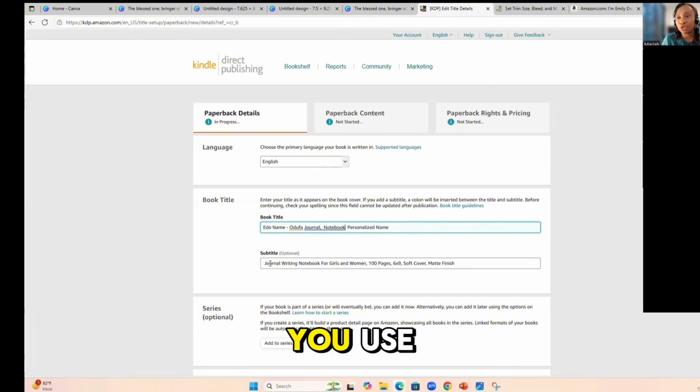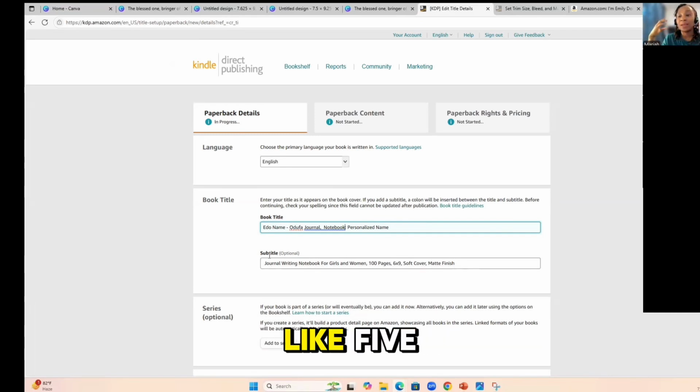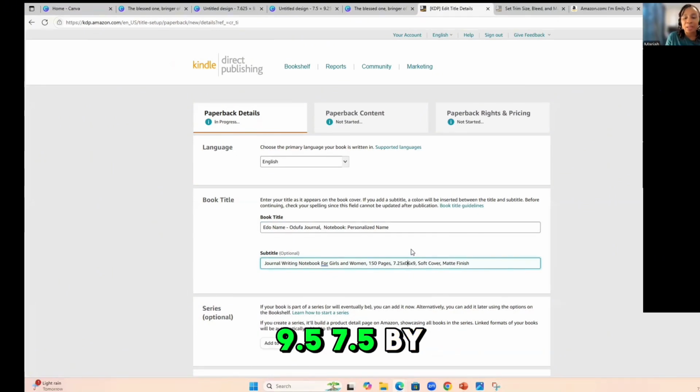The more keywords you use, the easier it is for people to find your book. So you need to study five or six books to understand the kind of keywords that you want to use for your book. So our pages is 150, right? And then our book size was 7.25 by 9.5, 7.5 by 9.25.